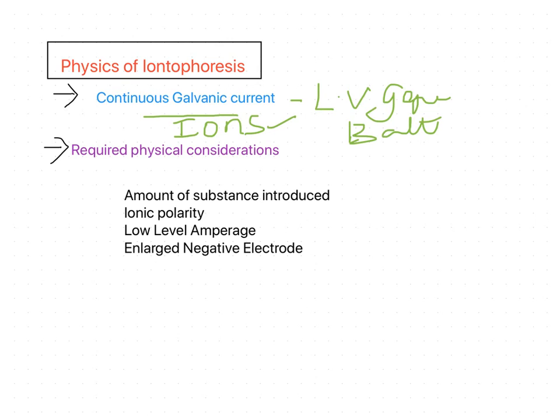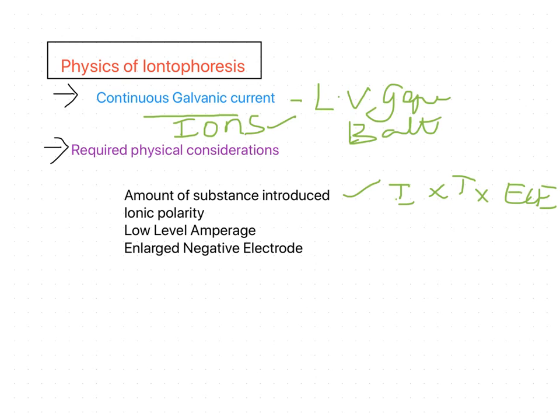And the ion concentration required is very low. So we require some of the physical considerations to be done while following the iontophoresis. One is the amount of substance introduced. The basic formula for using iontophoresis, to know the amount of substance introduced in grams, is I × T × ECE.